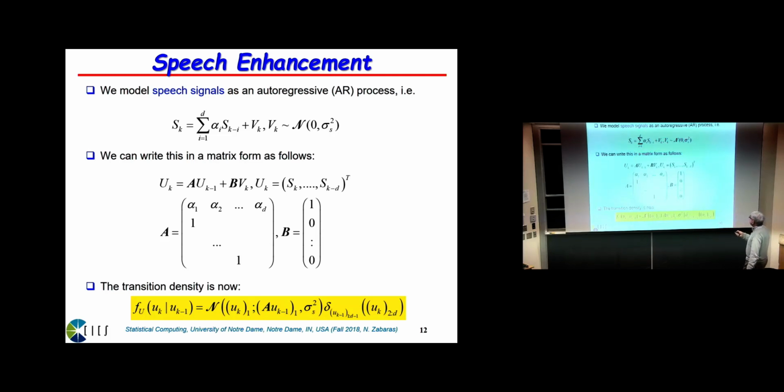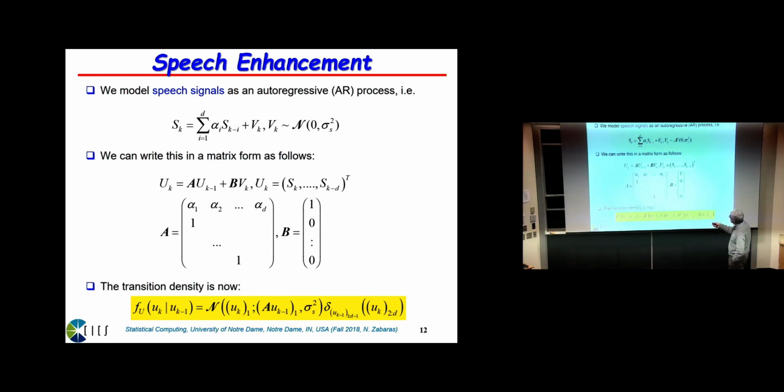So if you define the vector u_k to be s_k to s_{k-d}, you can actually write that u_k is A times u_{k-1} plus a matrix B, which is a vector here, times this noise v_k, all right? And you can see that this equation makes sense because the first element of u_k is s_k, and s_k is these coefficients times s_{k-1}, s_{k-2}, up to s_{k-d}.